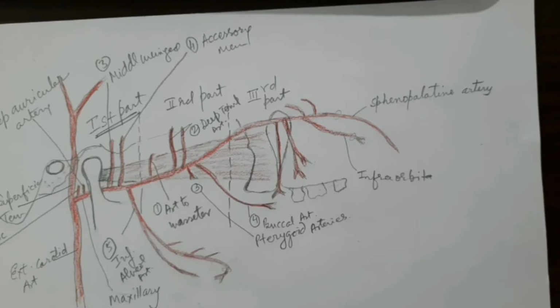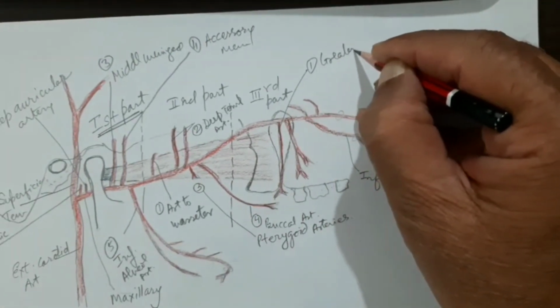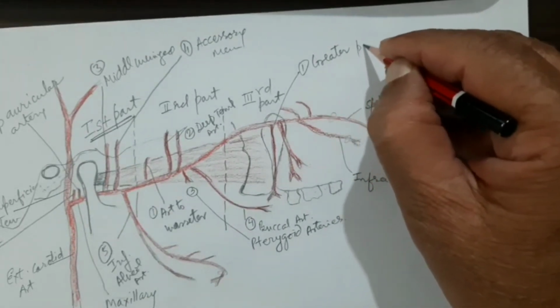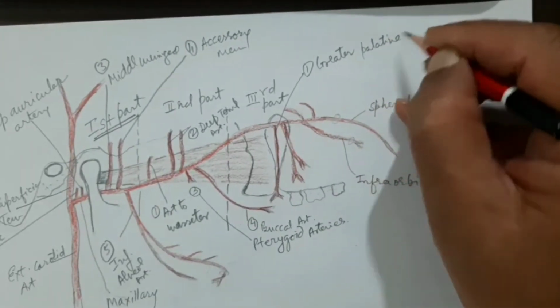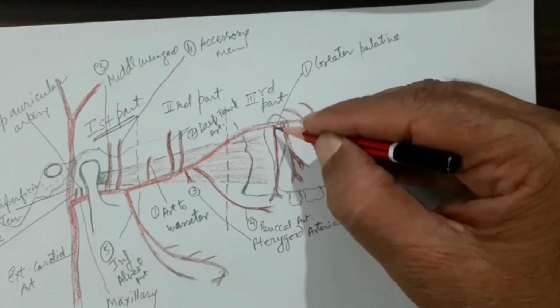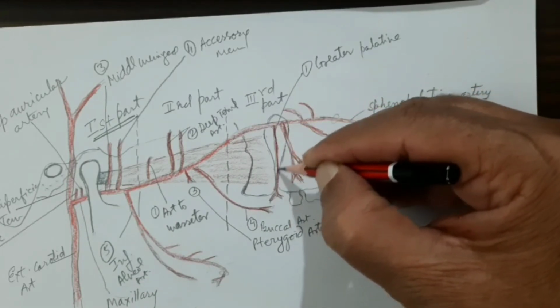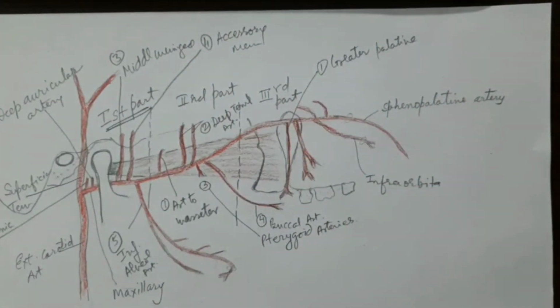Okay, this will give the branches. Before that, it will give the branch which is called the greater palatine artery. I should take it as number one. The greater palatine artery lies in the pterygomaxillary fissure. This artery is given off, runs downward in the fissure, and then goes into a canal.